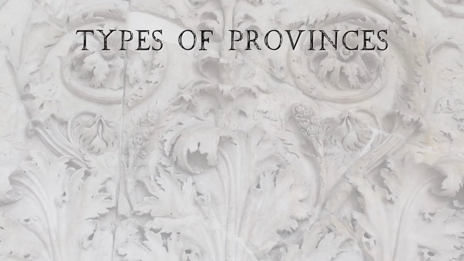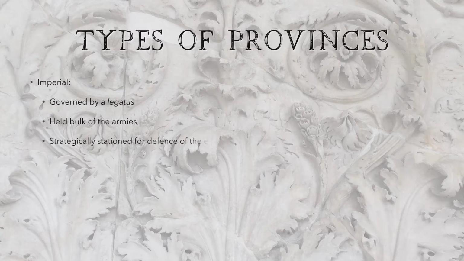So the provinces of Rome, or the parts that Rome controlled outside Italy, were divided into senatorial and imperial provinces. Imperial provinces were governed by a legatus, who had been selected specifically by Augustus as his representative, and they were handsomely rewarded for their loyalty and service. They held the bulk of the armies, as they were strategically located for the defence of the empire.